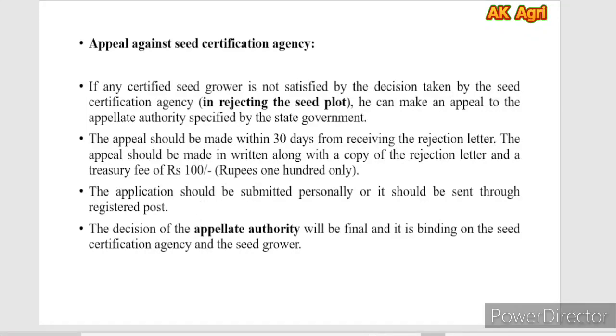And ultimately the decision made by the appellate authority is final, and it is binding on the seed certification agency as well as the seed grower. So this is all about seed certification and the different phases of seed certification. So this completes the seed certification chapter.